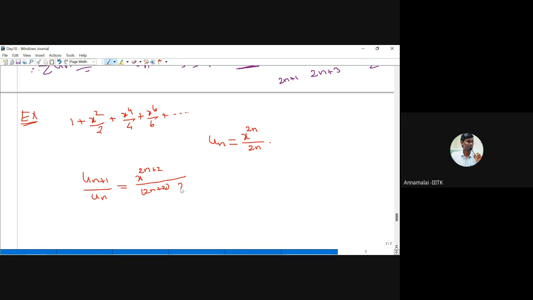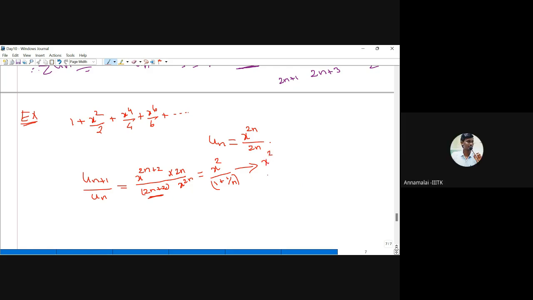So what is un? x power 2n into 2n. So we can cancel x power 2n; in the numerator we have x square, and if you take 2n outside from the denominator, then cancel in the numerator 2n. So what will we get remaining? 1 plus 1 by n, because you are taking 2n outside. So this converges to where? As n goes to infinity, this goes to x square.